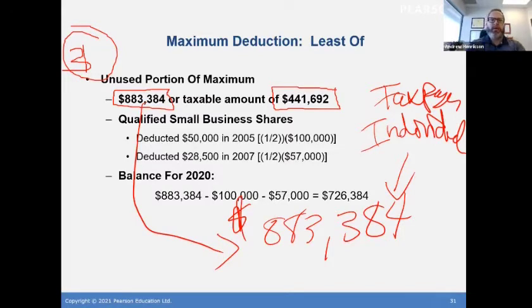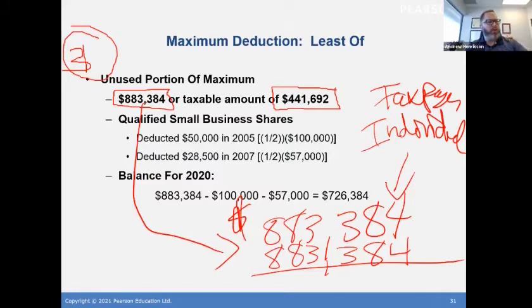So say you had 2 spouses that owned a company together. Their finances are all intermingled already. Well, now we've just doubled it. So what is that? 883,384 times 2 is 1,766,768. Now these numbers are starting to get bigger and bigger, aren't they?